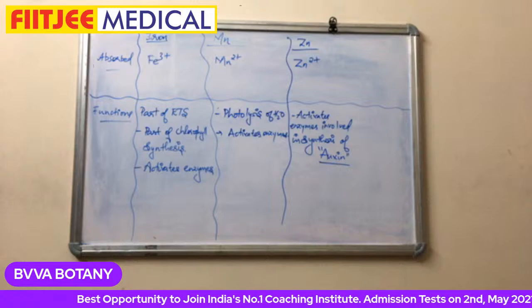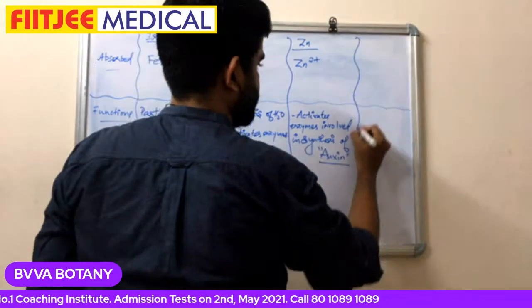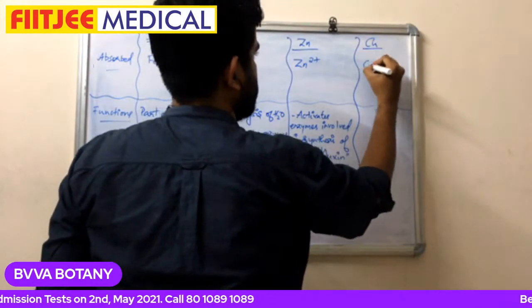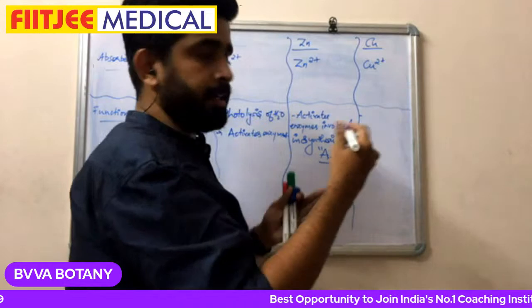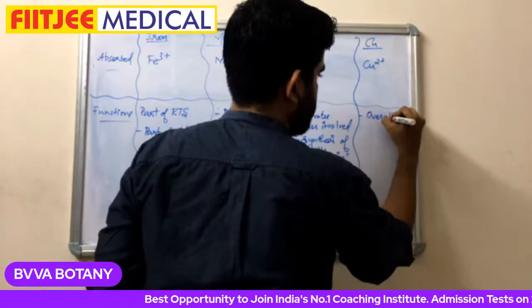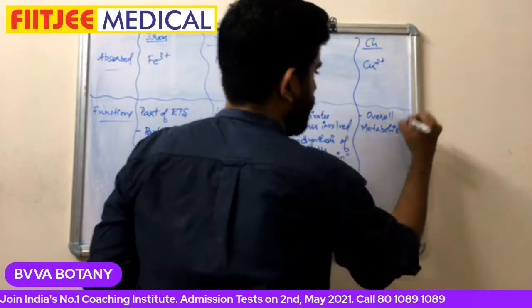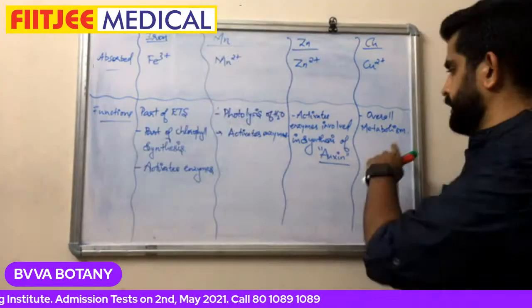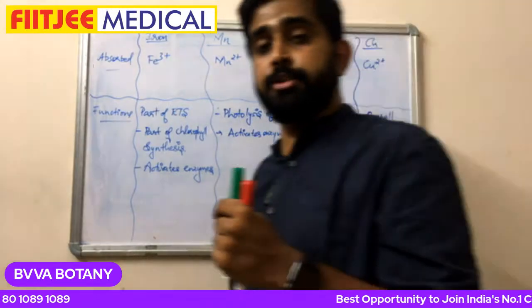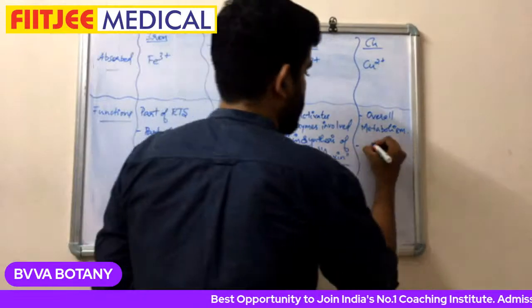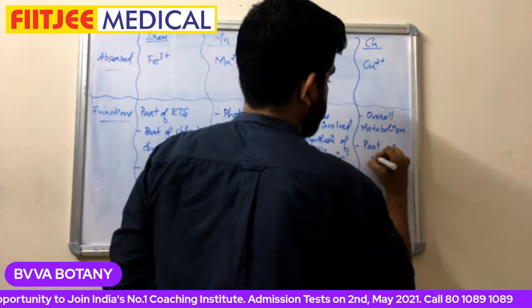Next one is copper. It is taken in Cu2+ form. Again, we can say copper is involved in all metabolism. And we have also previously taken what? A component in the ETS. Plastocyanine, I said that, right? So in plastocyanine, copper is an important part. So we can write that also: part of ETS. Copper.